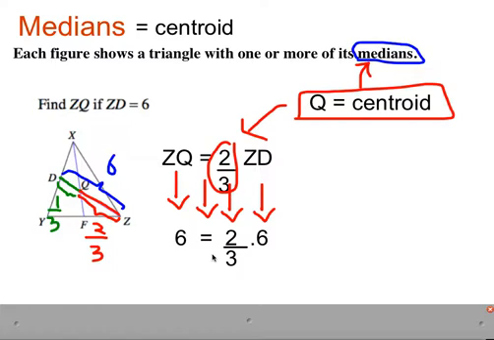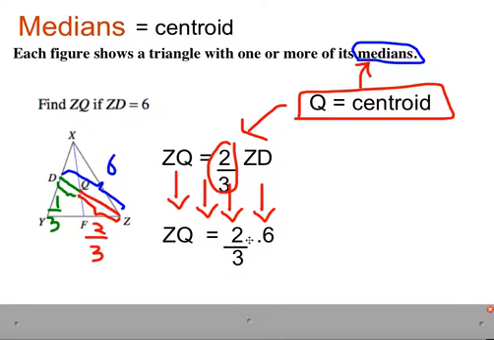I made a small mistake somewhere. We were looking for ZQ, my bad, guys. We don't know what ZQ is; ZQ is what we are looking for. We don't have the length of ZQ. We have the whole thing, which is 6.